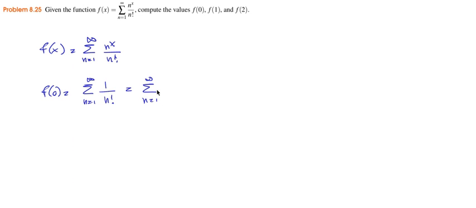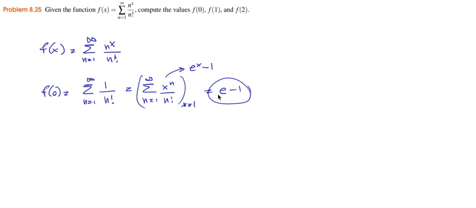But as we have seen before, this is the same as the sum from n equals 1 to infinity of x to the n divided by n factorial when x equals 1. Now this is the series for e to the x, but remember that the series for e to the x starts at 0, so this lacks the first term, so this is e to the x minus 1. At 1, this is e minus 1.